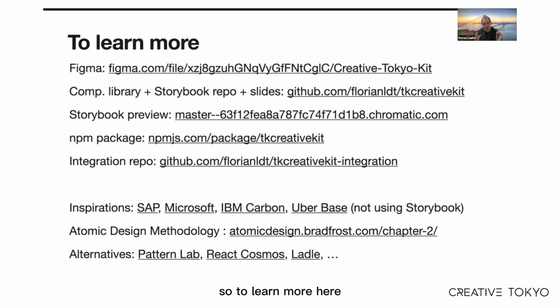So to learn more, I'm just posting all the resources that you can check later. Everything is open source. The Figma file, you can check it. The component library, the Storybook repo, and the slides are also available on the GitHub link. The Storybook preview, you can check that out. The npm package, you can check it, you can use it. Feel free to do so. The integration repo, and a couple of other inspirations from big companies: SAP, Microsoft, the IBM Carbon, the Uber Base.